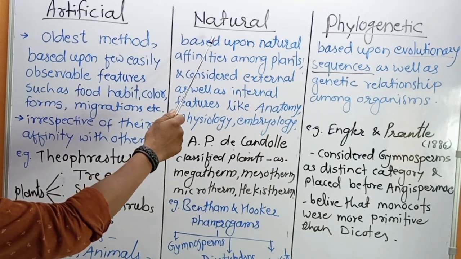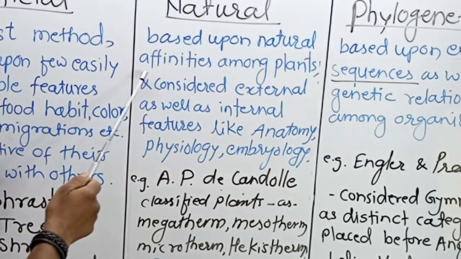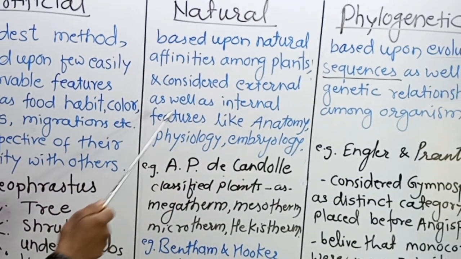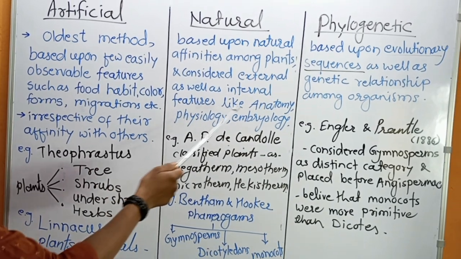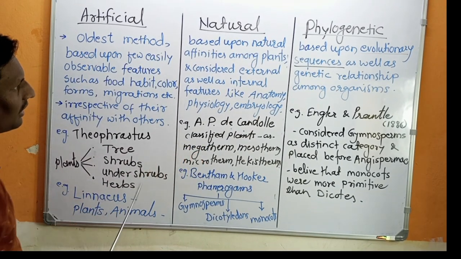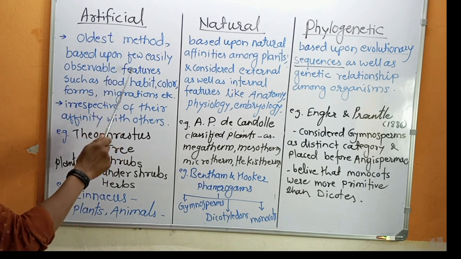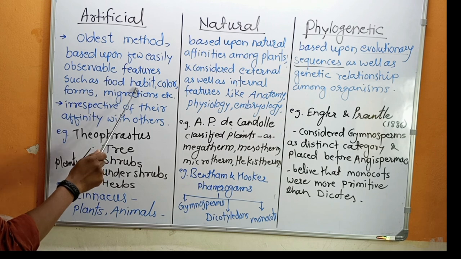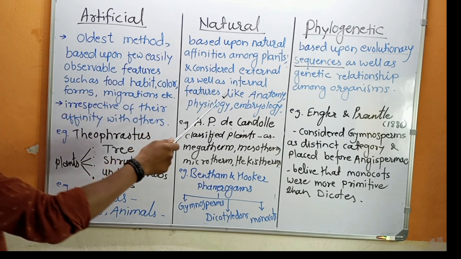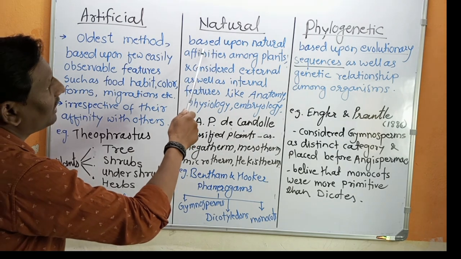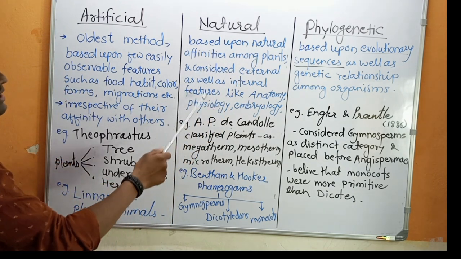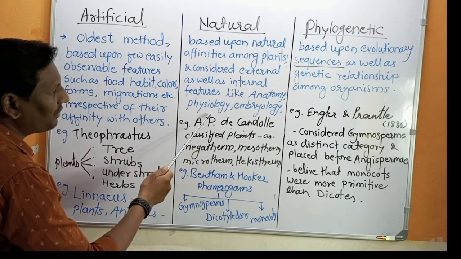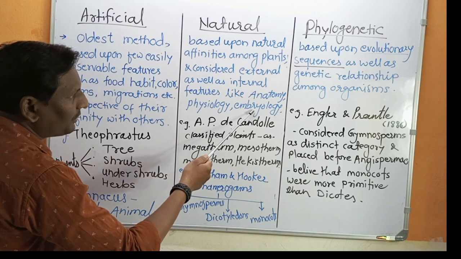Second, the natural system of classification is based upon natural affinities among the plants and considers external as well as internal features like anatomy, physiology and embryology. Okay, so in the first case we see that only external, observable features were considered, and the classification was done on that basis. But here in the natural system of classification, they consider natural affinities among the plants and also external as well as internal features of organisms like anatomy, physiology as well as embryology.